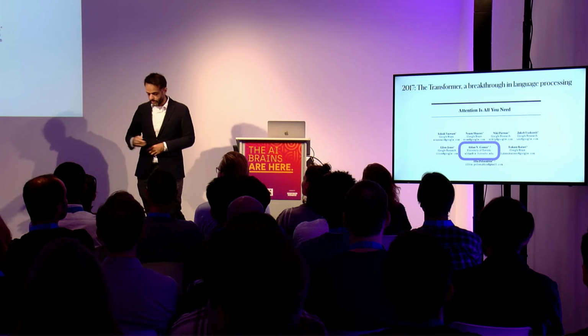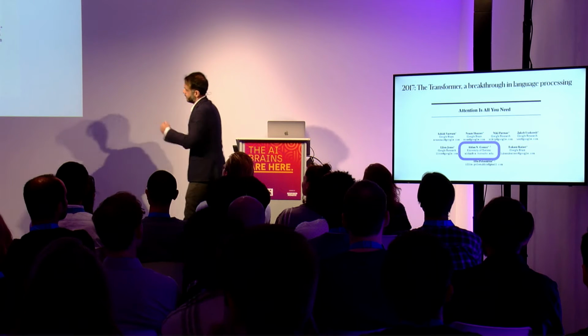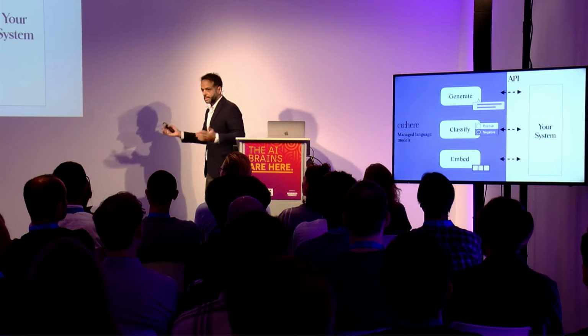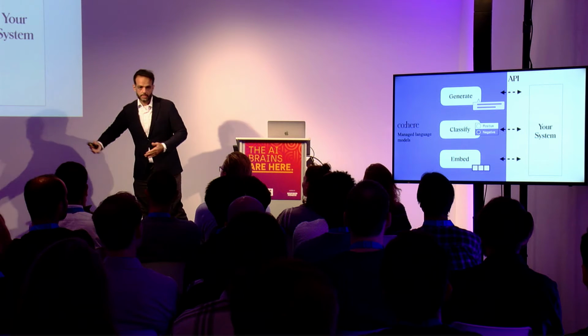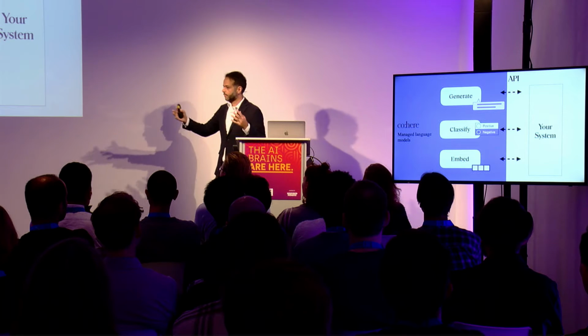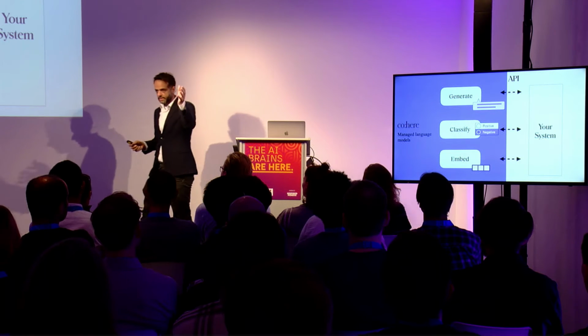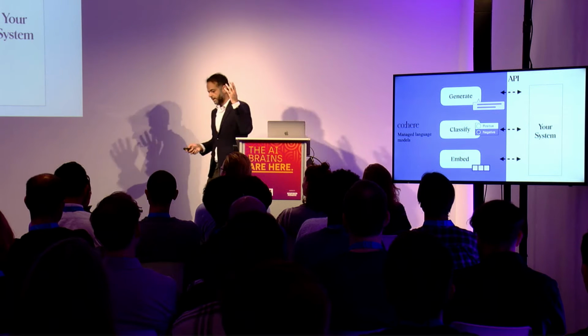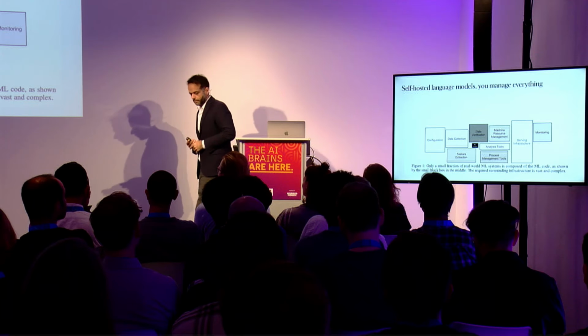That is one of our founders. Aidan is one of the co-authors of the Transformers paper. What Cohere does basically is provide these language models as a managed service. So you don't have to worry about deployment. You don't have to worry about training or fine-tuning. You have an API. You give it text, you get text back. Or you give it text, and you get embeddings back. We'll talk about what that is.